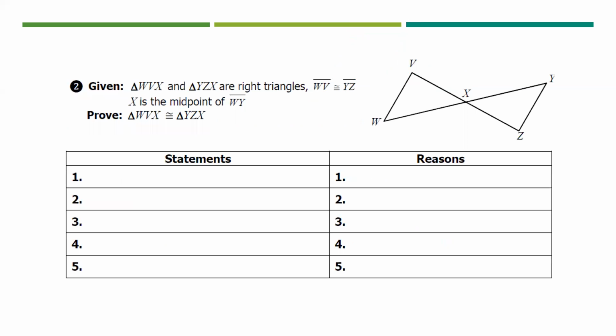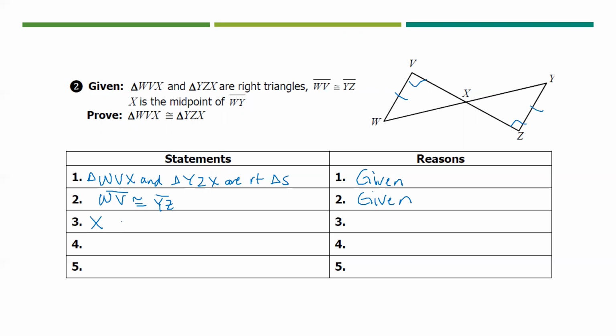Example 2. Triangle WVX and triangle YZX are right triangles. That's given. So let's make them right triangles. There we go. And then it says that WV is congruent to YZ. That's given. And we'll mark that in the picture.